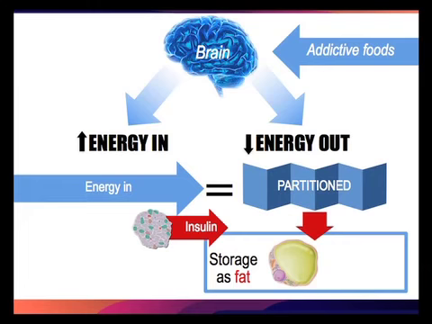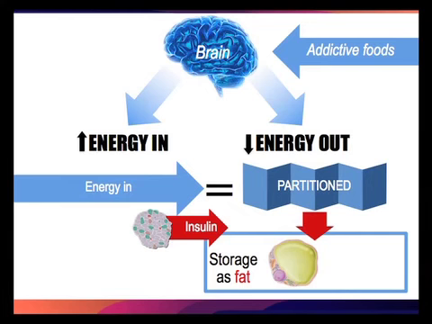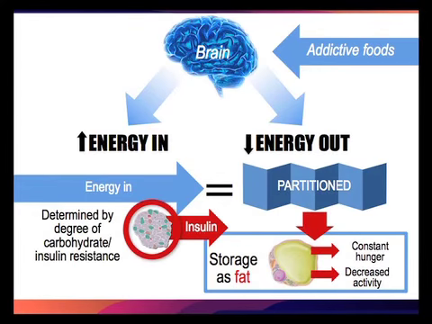So you store your energy as fat, and once you store too much energy as fat and you have persistently high insulin concentrations, you're constantly hungry, always looking for food, and you have decreased activity. But the point is that your energy intake and the type of food that you eat determines your insulin response. And the more carbohydrates you have and the more carbohydrate insulin resistant you are, the higher your insulin concentrations.